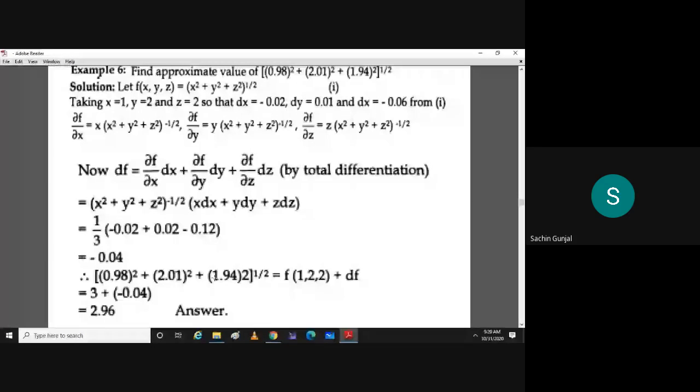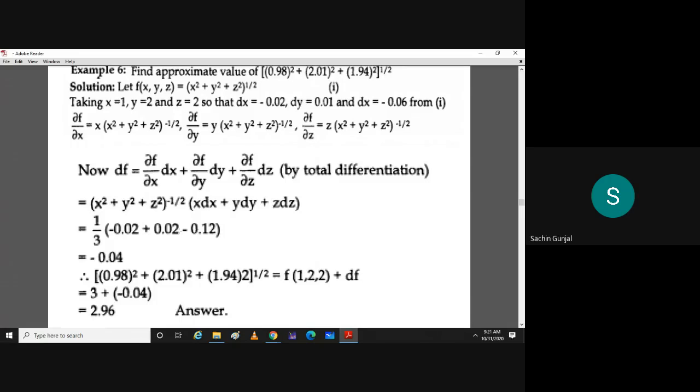See, df is equal to f2 minus f1. Difference in values of f, right? Is this fine? df is f2 minus f1, like dx is x2 minus x1. So df is f2 minus f1, where f2 is 0.98 square plus 2.01 square plus 1.94 square, raised to 1 by 2, and f1 is f of 1, 2, 2. Values of f at these values 1, 2, 2.